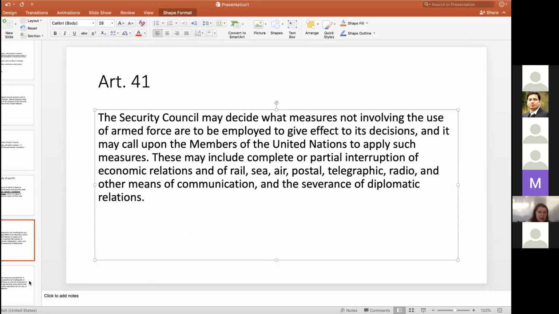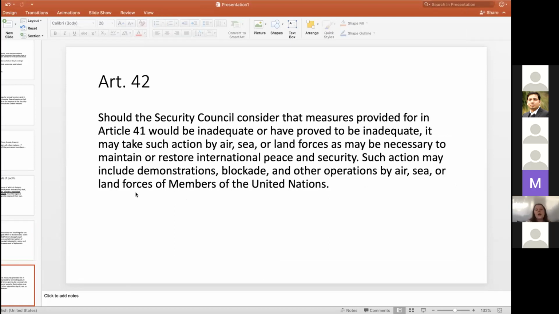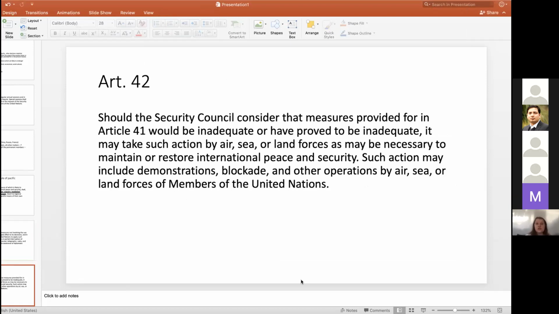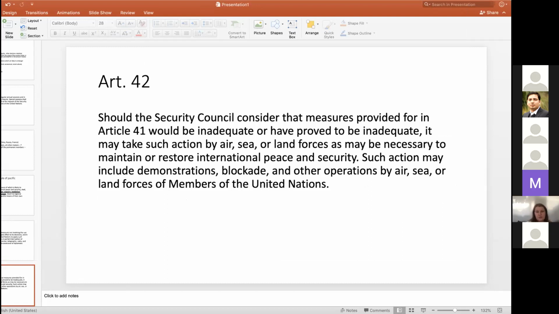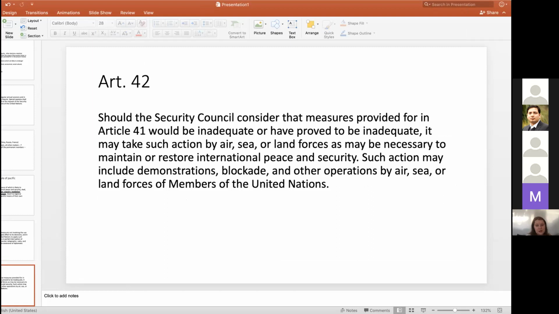We have here Article 42, which states that should the Security Council consider that measures provided for in Article 41 would be inadequate or have proved to be inadequate, it might take such action by air, sea, or land forces as might be necessary to maintain or restore international peace and security. Such action may include demonstration, blockade, and other operations by air, sea, or land forces of members of the UN.